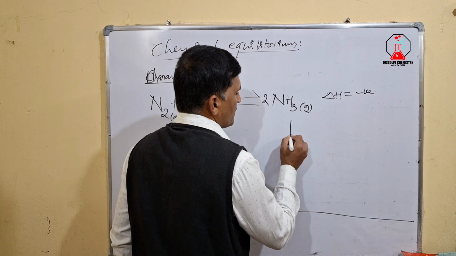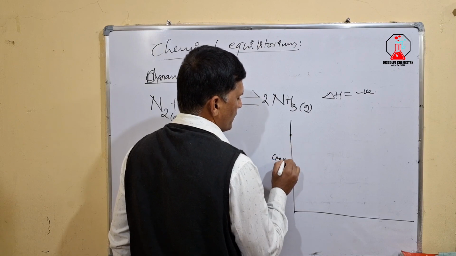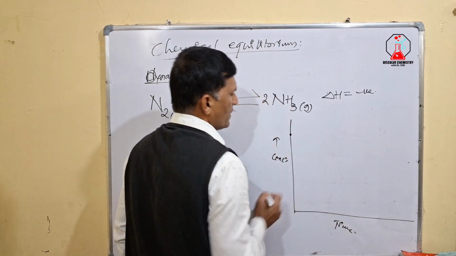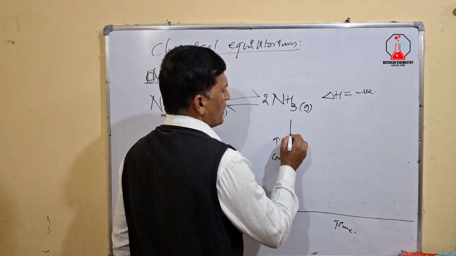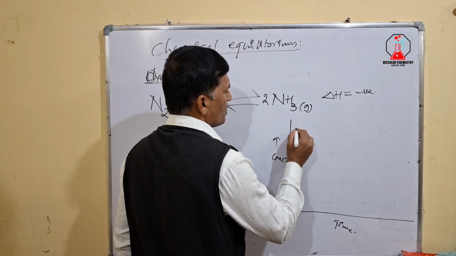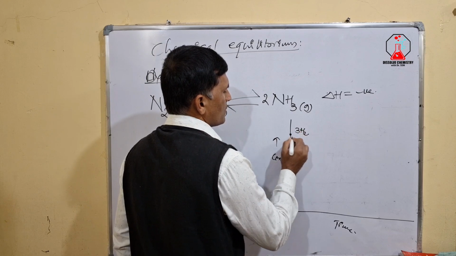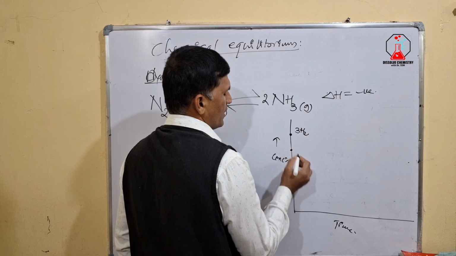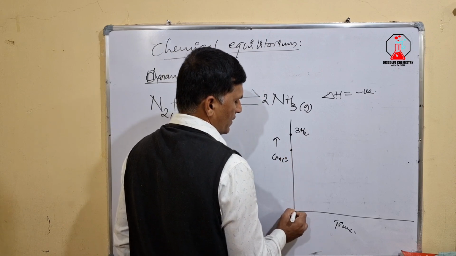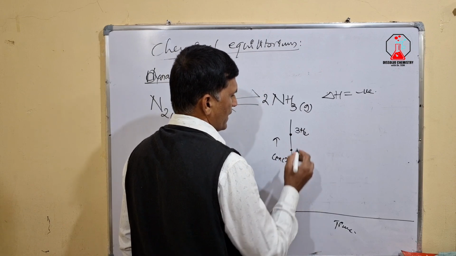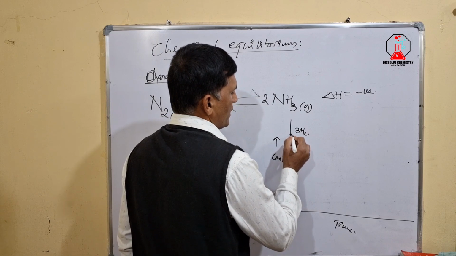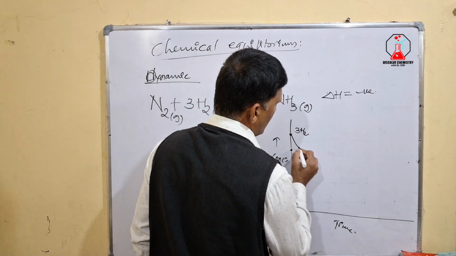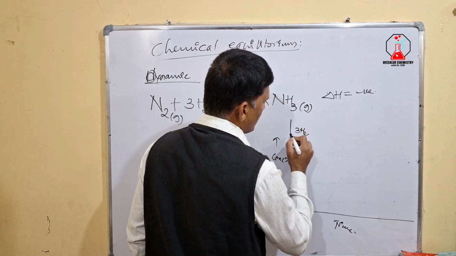So now you take, this is the concentration axis, fine, and this is your time axis, right? So the initial concentration is highest for your hydrogen, because we are taking 3 moles. So therefore we will take it here, and we will take nitrogen here. Okay, and your ammonia, initially it is 0. So therefore we will take it here. Okay, so as the time passes, then what happens? The concentration of the hydrogen goes on decreasing.